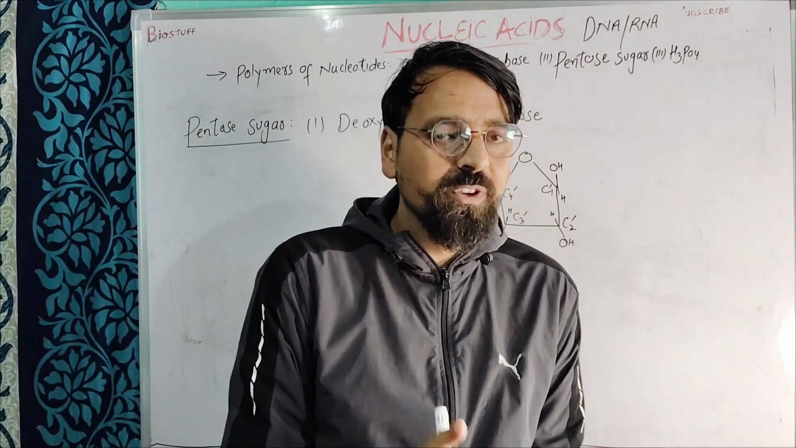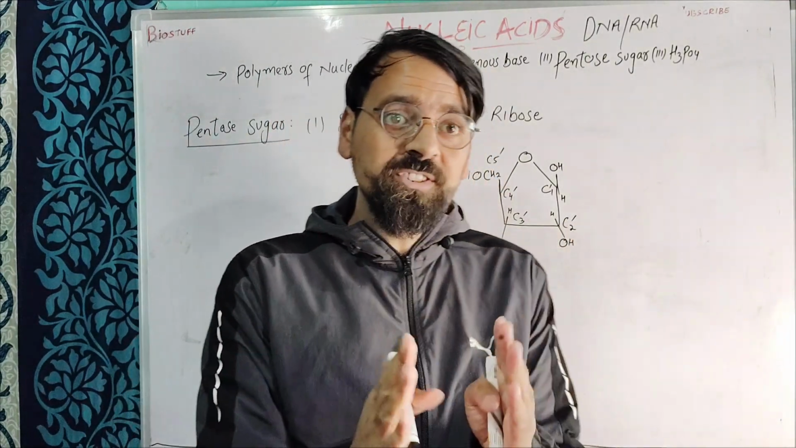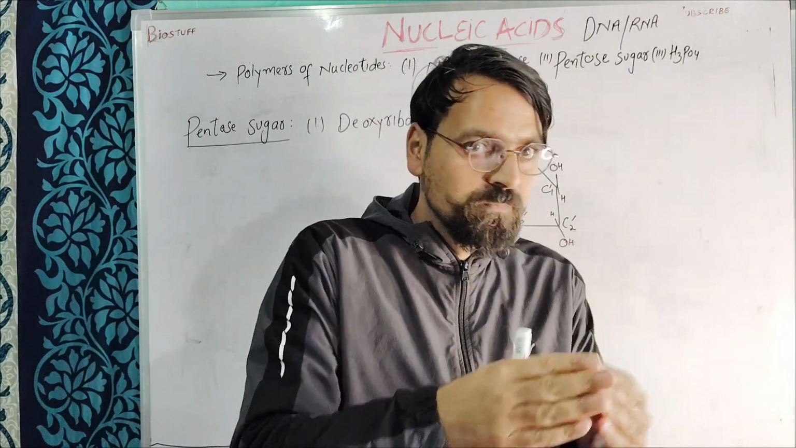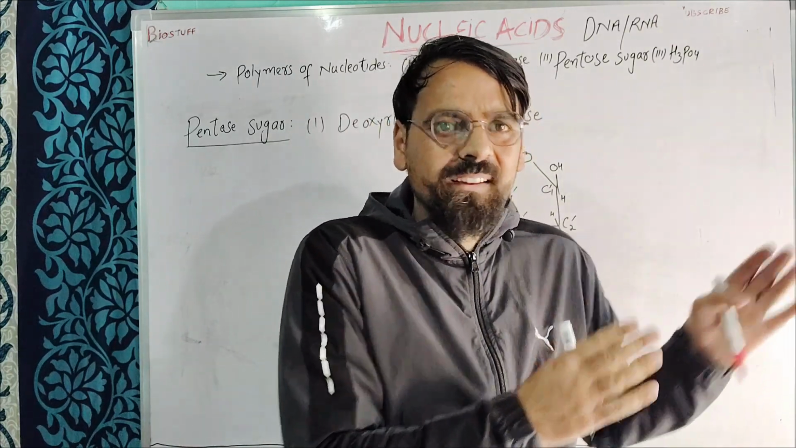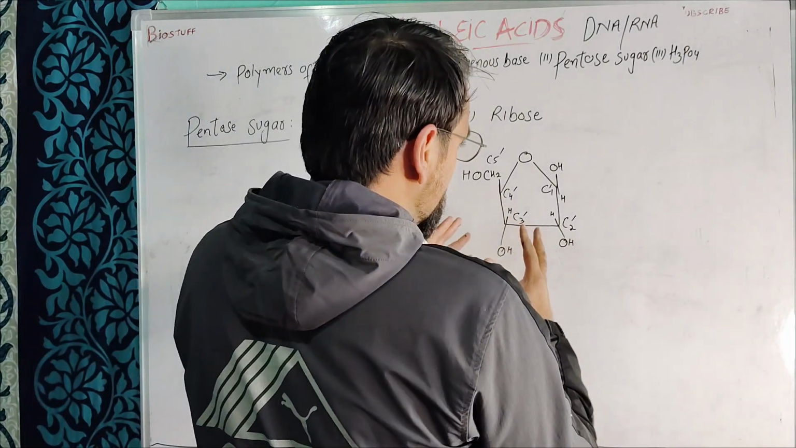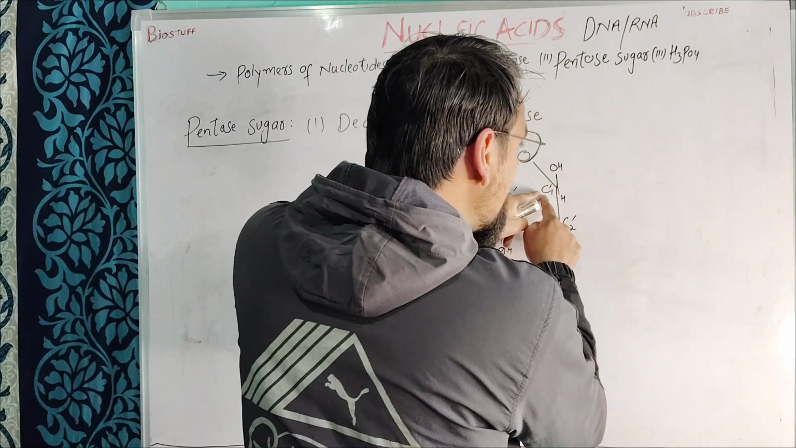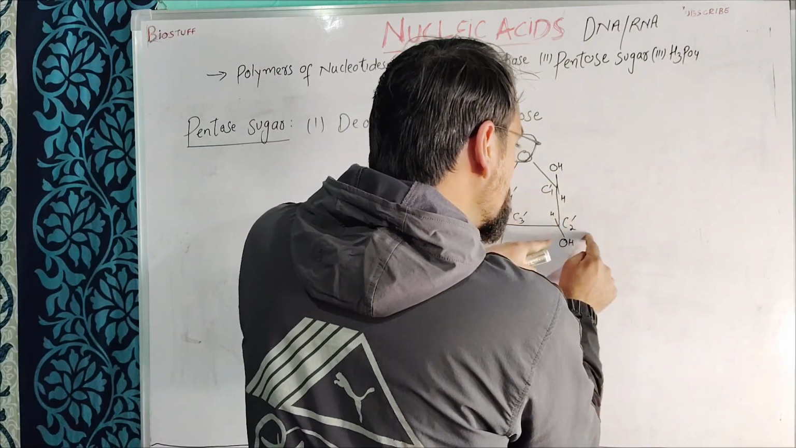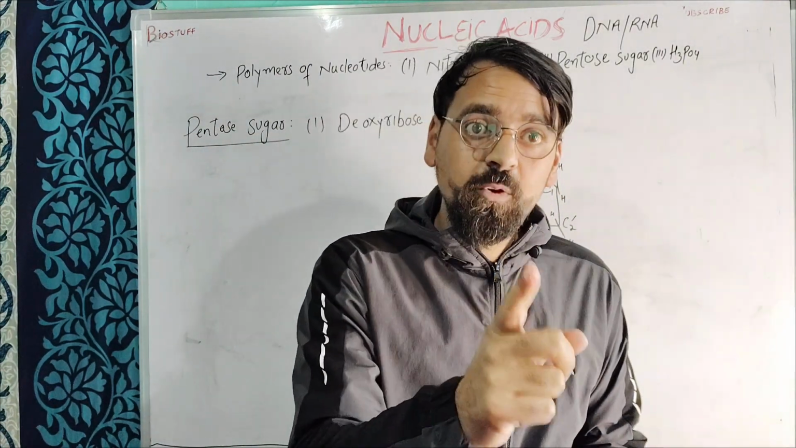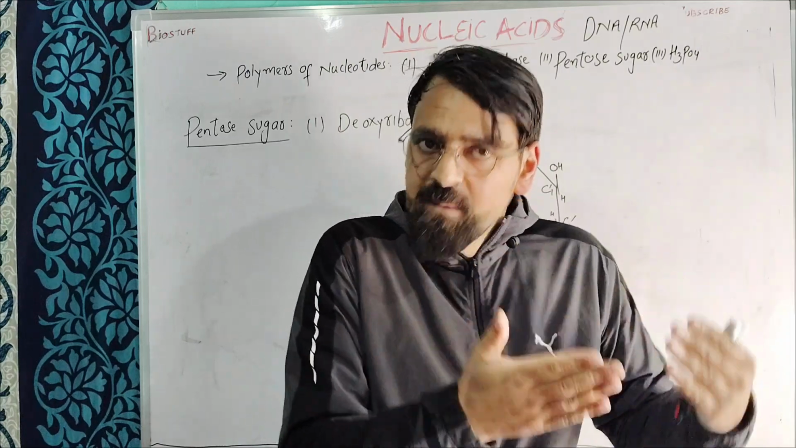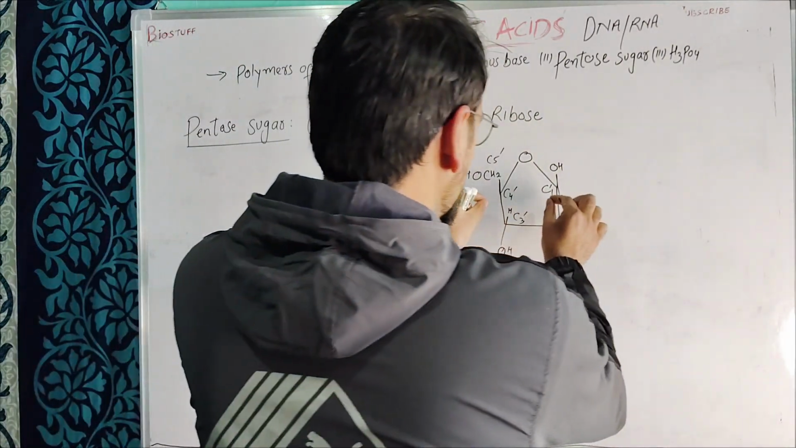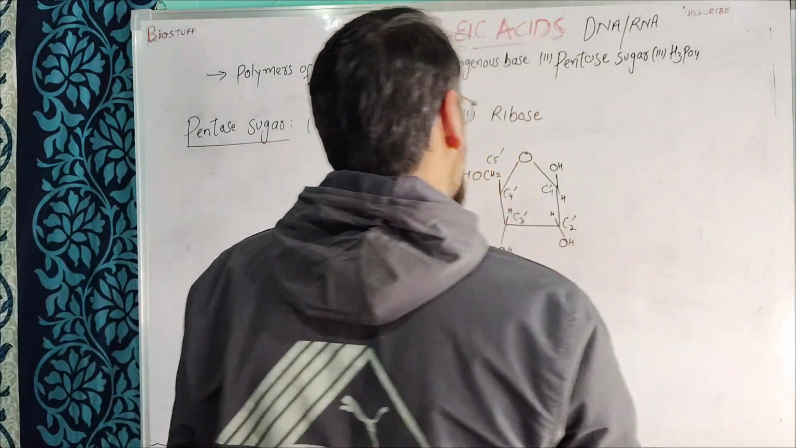Now why prime? Why don't we use the normal carbon? Because in nitrogenous bases, we use the term carbon, like position number 1, 2, carbon 1, carbon 2, carbon 5, carbon 8, carbon 9. So in order to avoid confusion with the nitrogenous bases, we use the prime. Whenever in the DNA you talk about carbon 1 prime or carbon 3 prime, you are talking about the pentose sugar. If you talk about simple carbon, you are talking about the nitrogenous base.